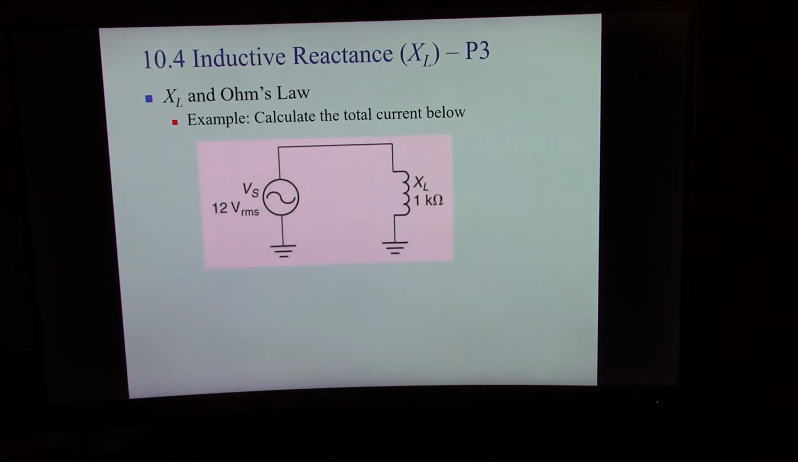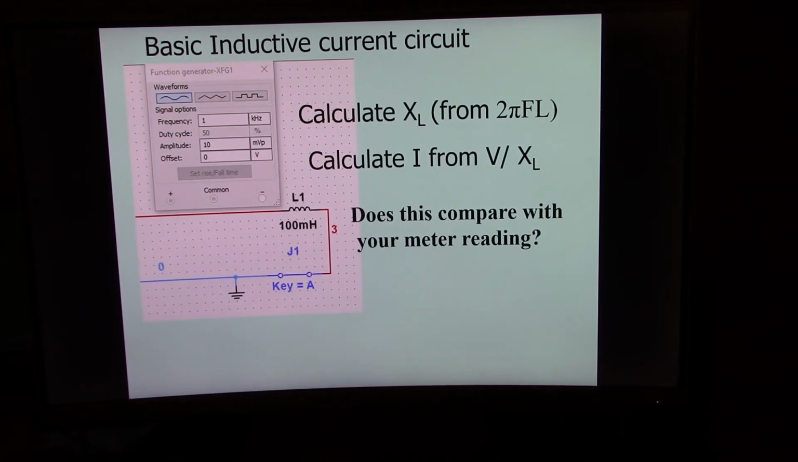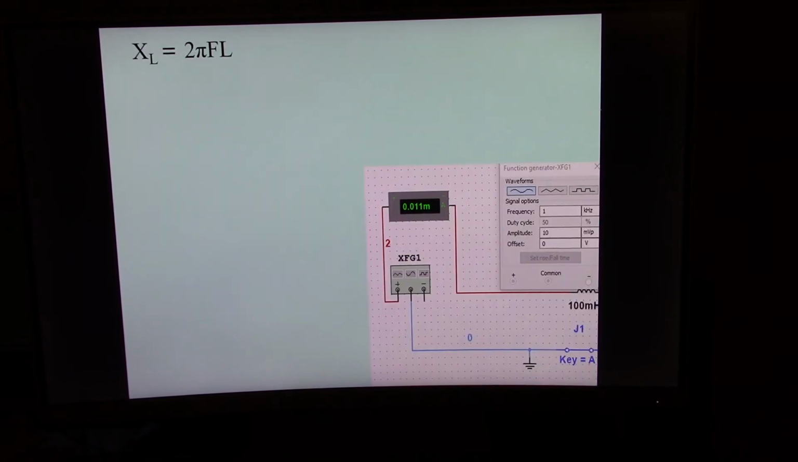So we have a circuit like this, and we know what the X of L is, right? So we want to know what is the current in this circuit. So we can use this formula. Current is equal to voltage divided by, well, we used to say resistance, but it is inductive reactance in this case. It's 1 kilo ohm, right? So it'll be 12 milliamps. We'll come back to this in just a second, and we'll build this circuit, but I want to continue on to something else for the time being.